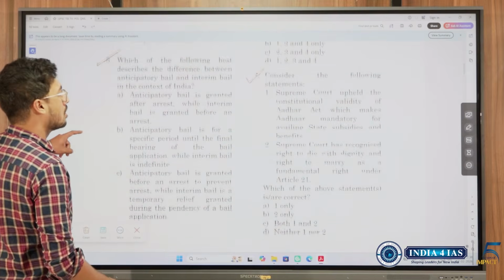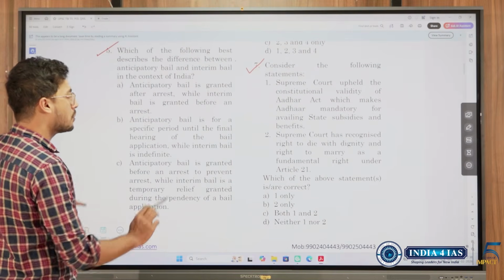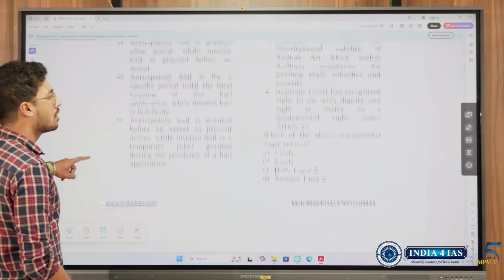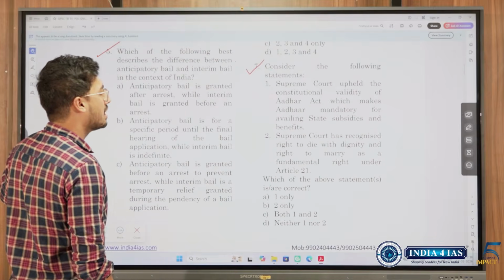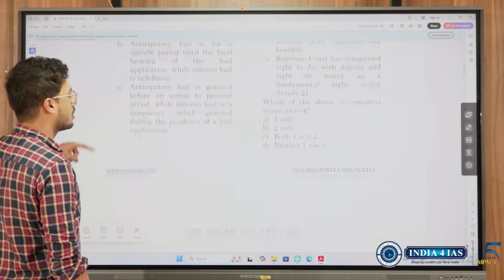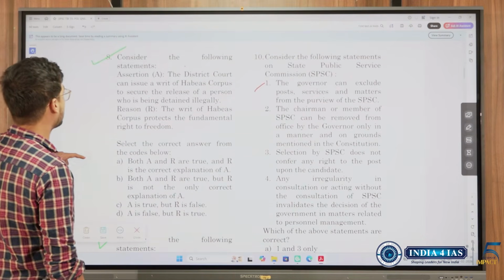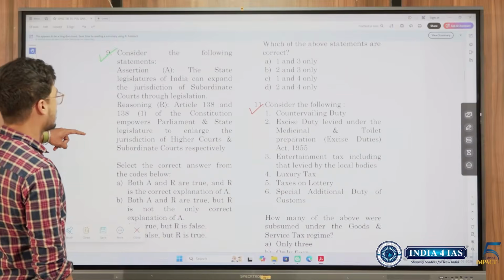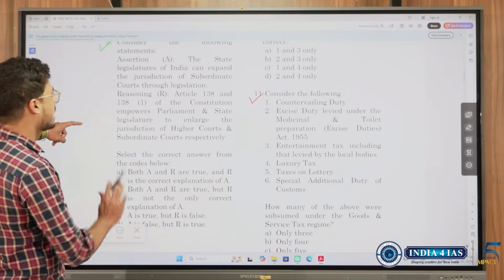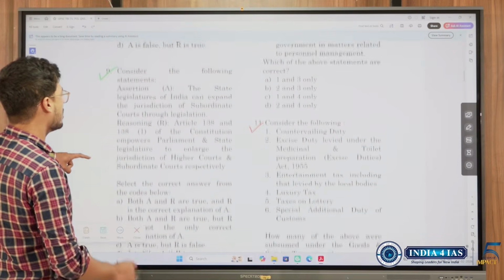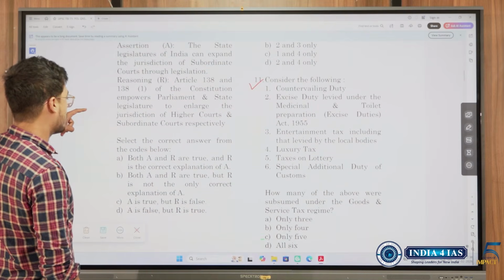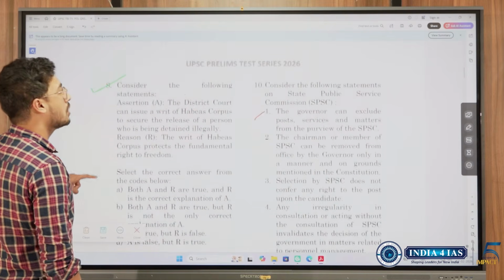We'll move on. See, a question on the Supreme Court, easy question, I'll leave it to you. Okay, right to die with dignity. I'll leave it to you. Question on district court, easy question, I'll leave it to you. Question on state legislature and question on Parliament and state legislature, jurisdiction. Easy question, I'll leave it to you.